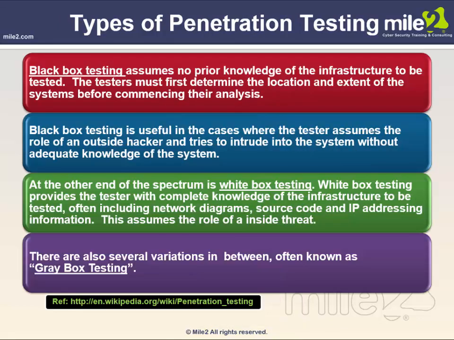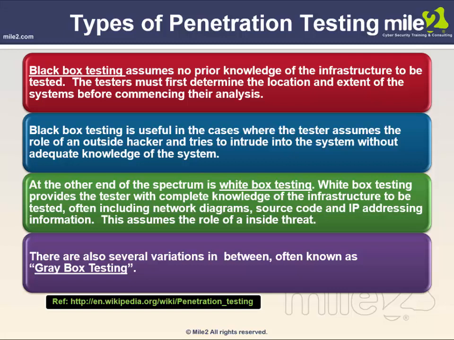There are different types of penetration testing. Black box testing assumes no prior knowledge of the infrastructure to be tested. So the testers must first determine the location and the extent of the systems before commencing their analysis. Black box testing is also useful in cases where the tester assumes the role of an outside hacker who then tries to intrude into the system without adequate knowledge of the system. At the other end of the spectrum here is white box testing.